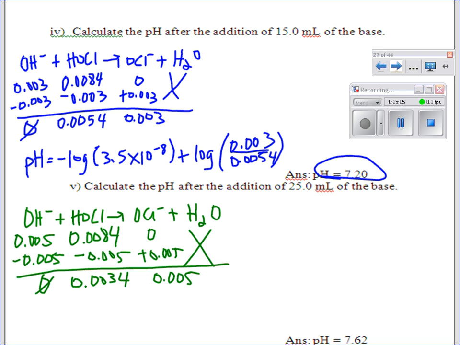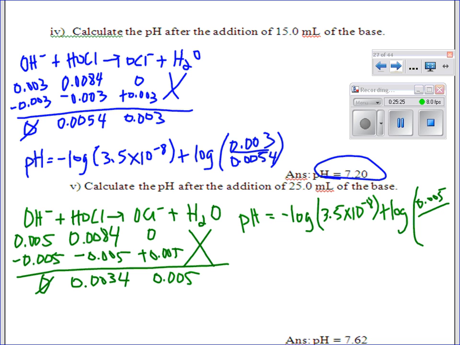A buffer. Again, pH is equal to the negative log of 3.5 E negative 8 plus the log of ion, 0.005, over acid. All right, 7.62. All right, good? Is everyone okay?